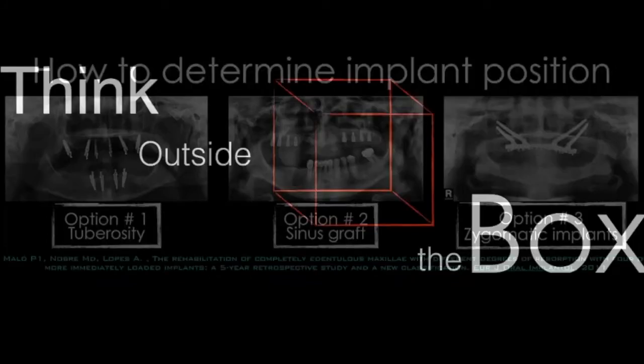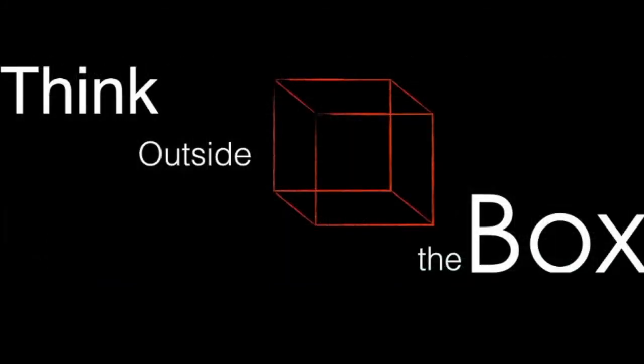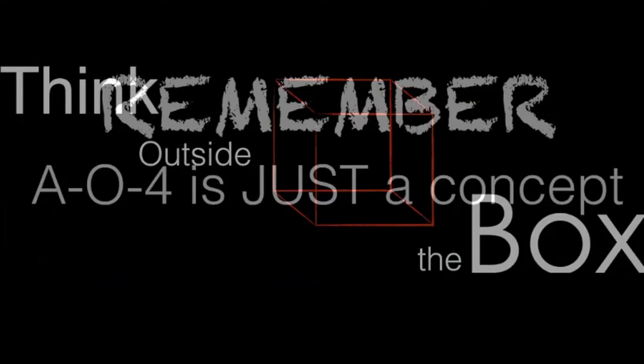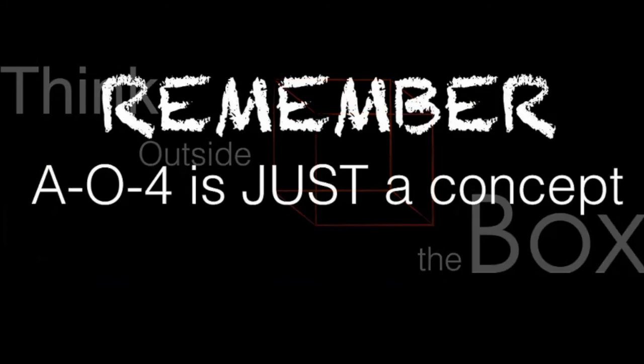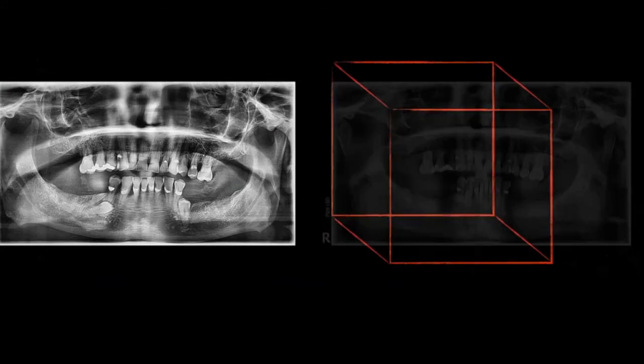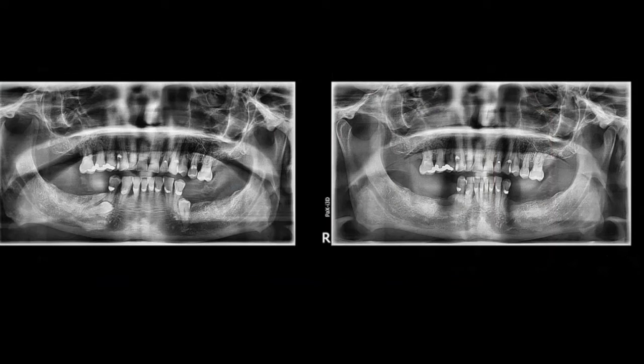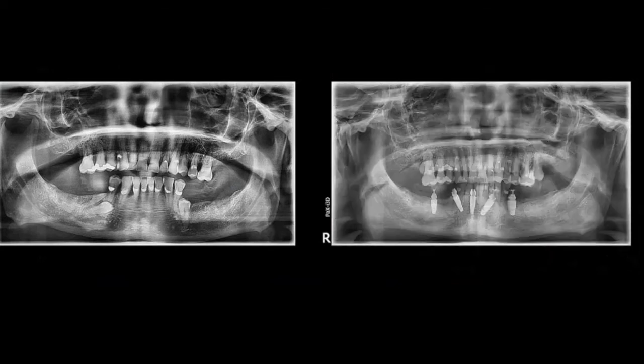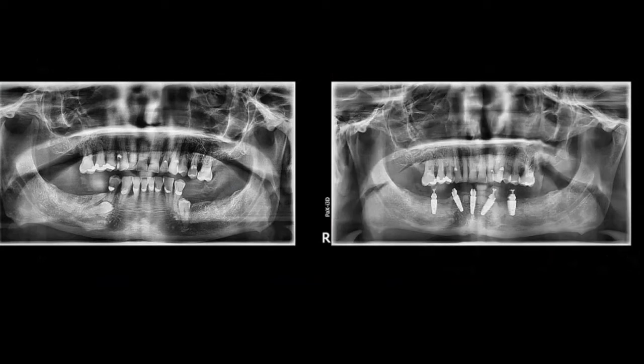Now, always think outside of the box. Just remember that all-on-4 is just a concept. You may need to do other procedures, like in this case where we had some impacted teeth, an impacted canine and a supernumerary tooth, and after the extractions done by a neurosurgeon, there was a lot of destruction. We had teeth that had to be removed, and we had to angle the anterior implants, not the posterior implants.